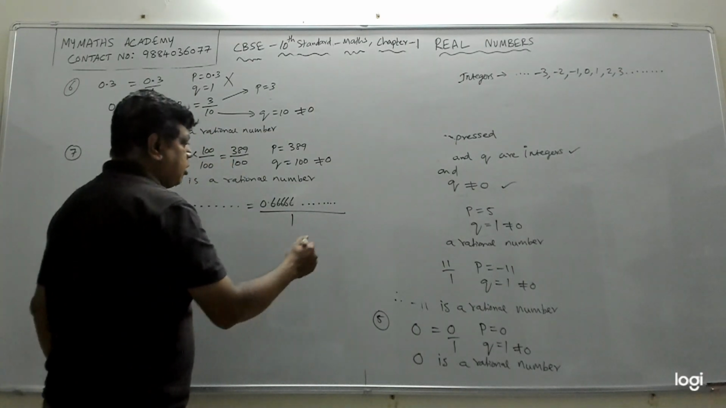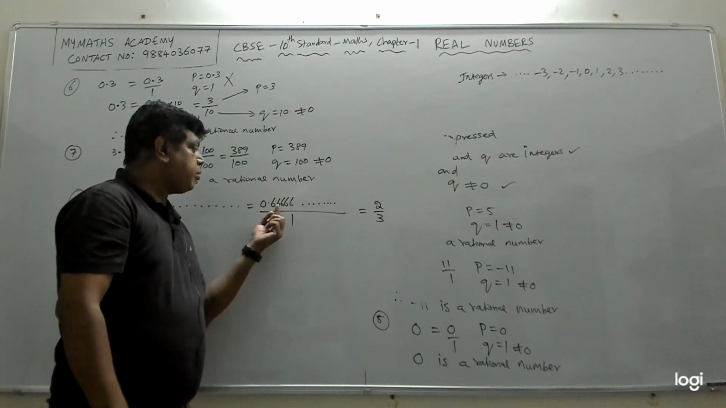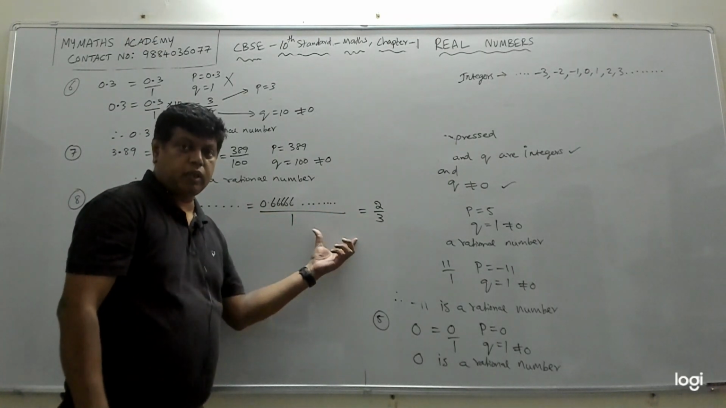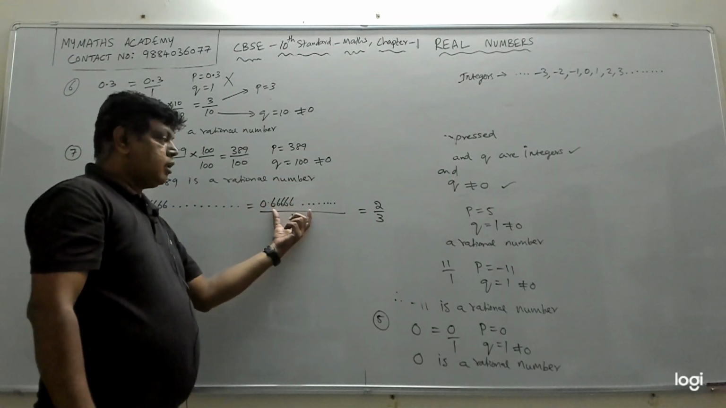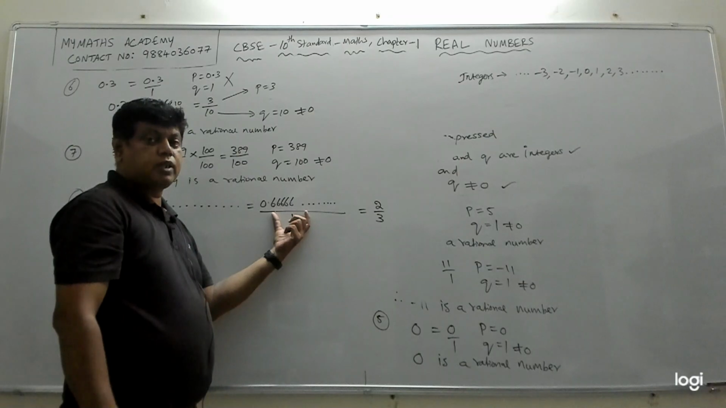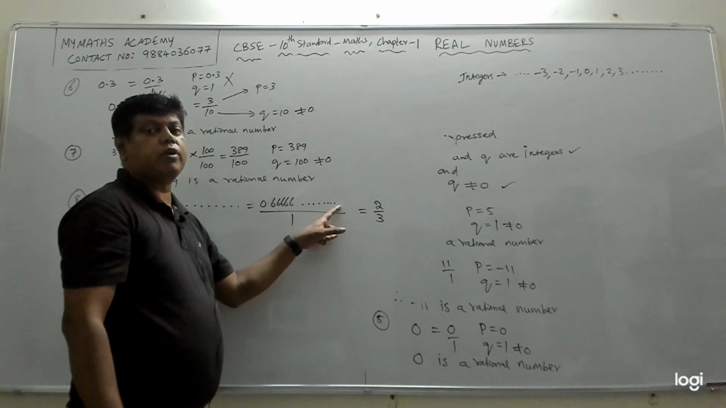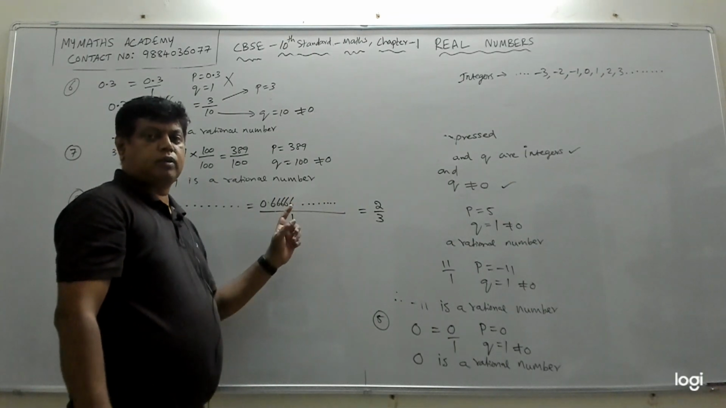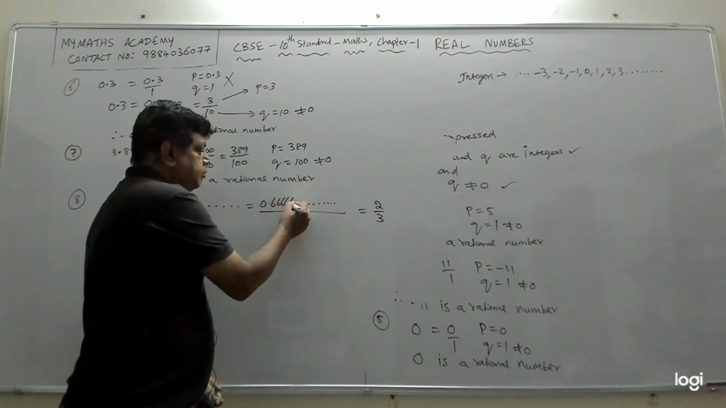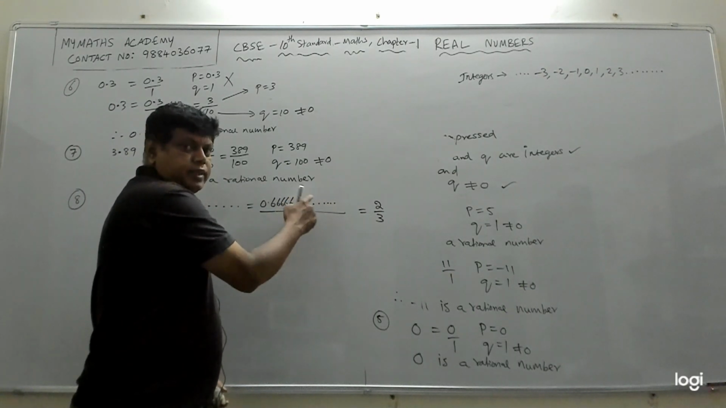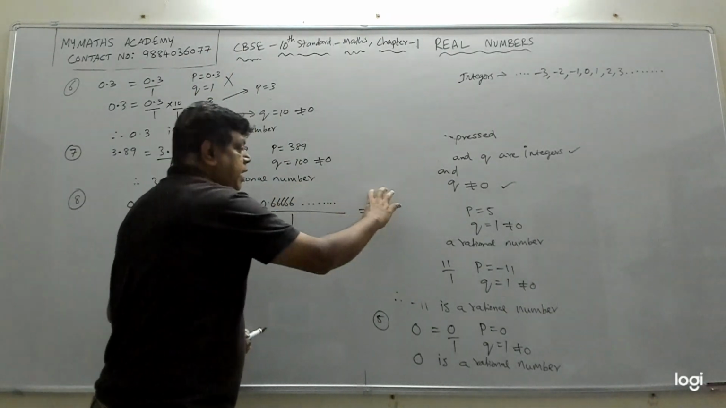It is a rational number because this can be written as 2 by 3. How do I know that 0.666 dot dot dot equals 2 by 3? Because of how we convert a number whose decimal expansion is non-terminating but repeating. Non-terminating means dot dot dot, it is not stopping, non-stop. And repeating means 666 is repeating, 6 keeps repeating. Dot dot dot means 666666666, it goes on.